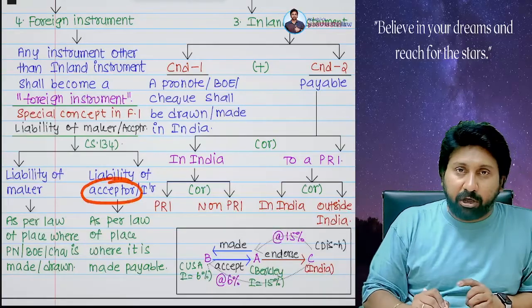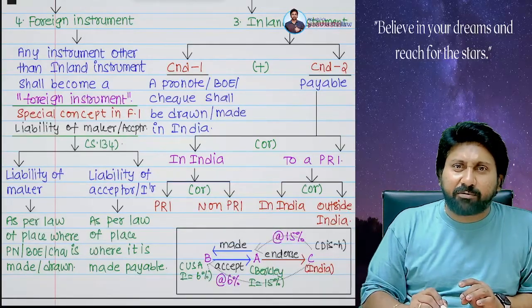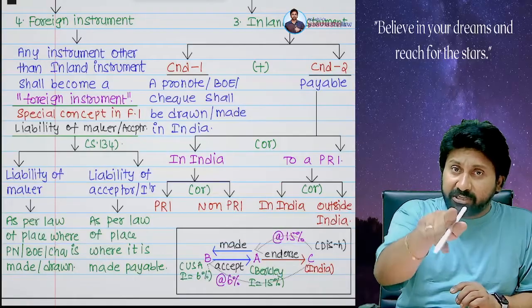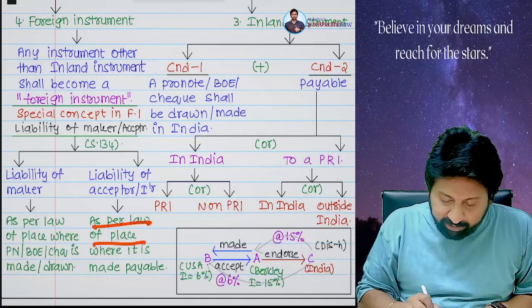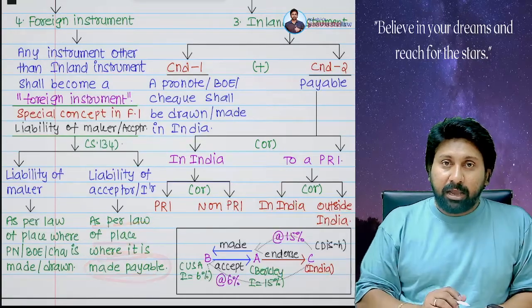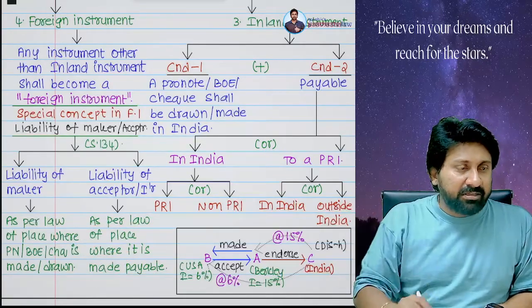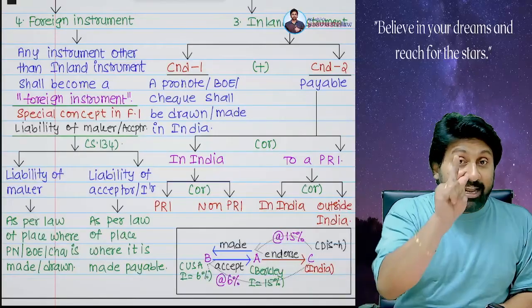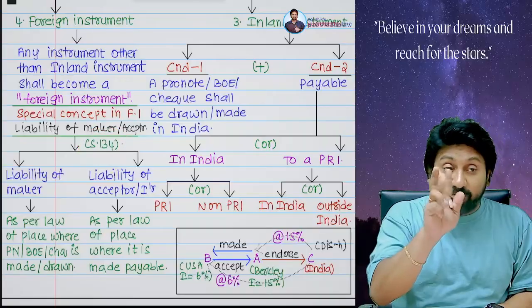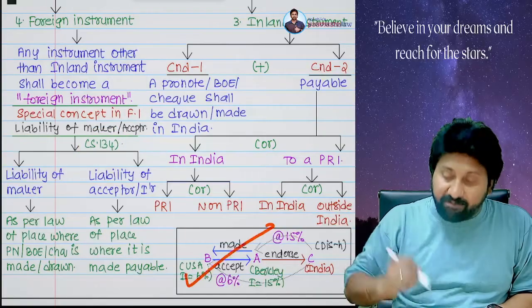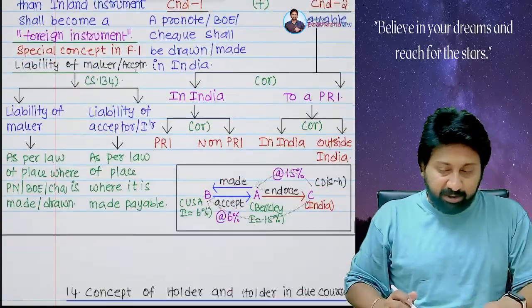Liability of the acceptor. Sir, why will the acceptor be liable? In case of a bill of exchange, the drawee will accept. Liability of an acceptor is as per the law of the place where it is made payable. As per that law, punishments will be there. Sir, I did not understand this. There is one illustration given in the study material with regard to 134. Read that four or five times. The same thing I have given in the form of a diagram here. You read it and complete.